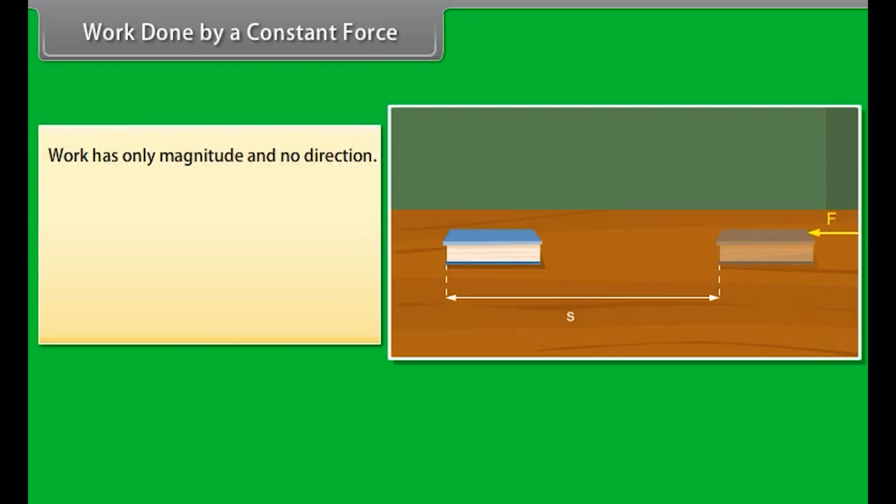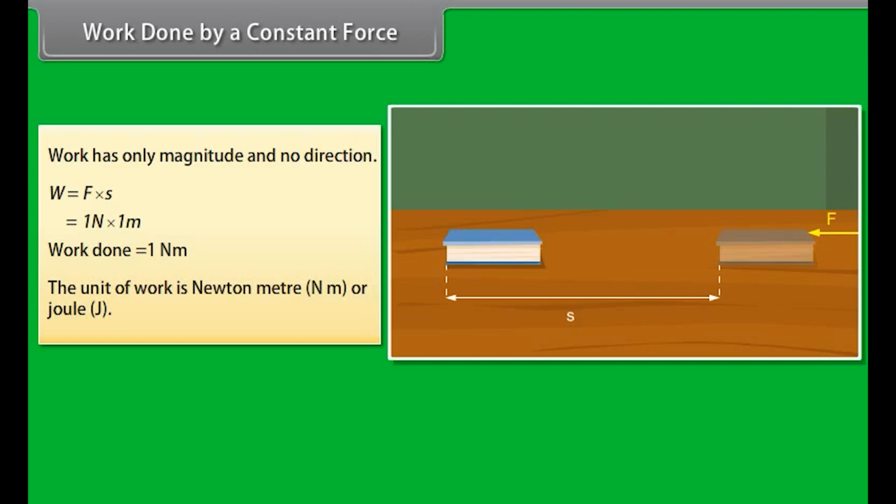Work has only magnitude and no direction. If F is equal to 1 N and s is equal to 1 m, then the work done by the force will be 1 Nm. The unit of work is Newton meter or joule. Thus, 1 Newton meter or 1 joule is the amount of work done on an object when a force of 1 Newton displaces it by 1 meter along the line of action of the force.